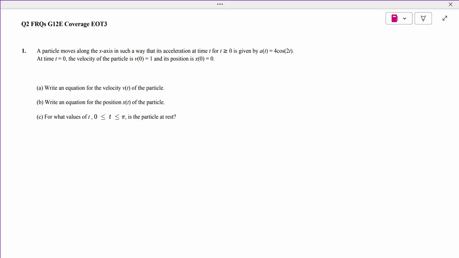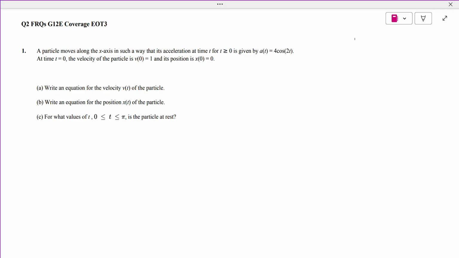It says a particle moves along the x-axis in such a way that its acceleration at time t, for t bigger than or equal to 0, is given by a of t equals 4 cos of 2t. This is the acceleration. At time t equals 0, the velocity of the particle is v of 0 equals 1. This is an initial condition. And its position is x of 0 equals 0.